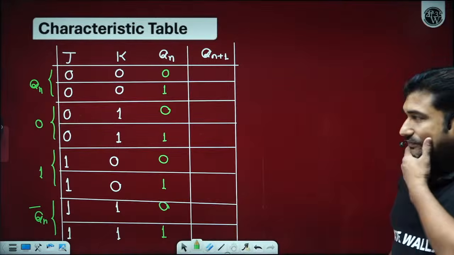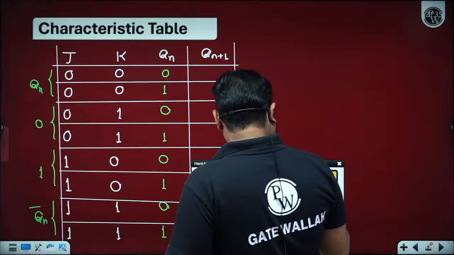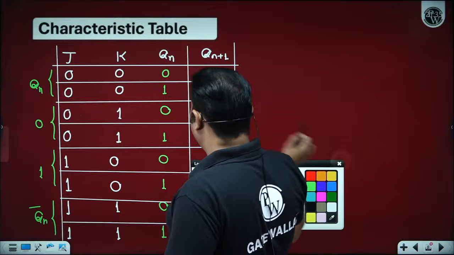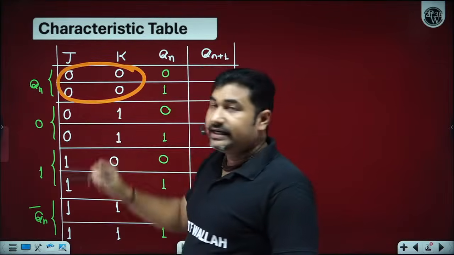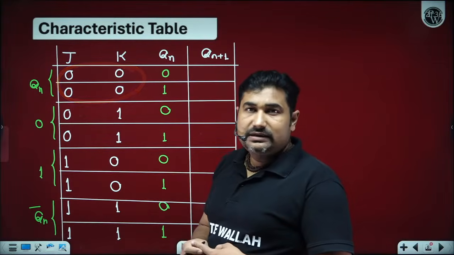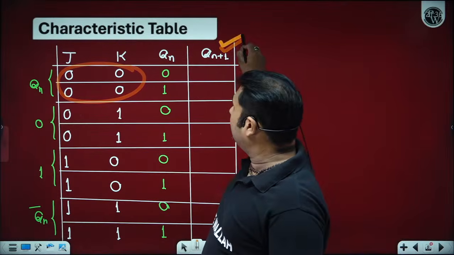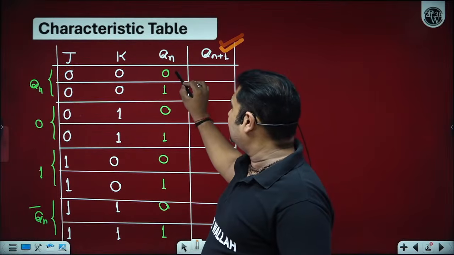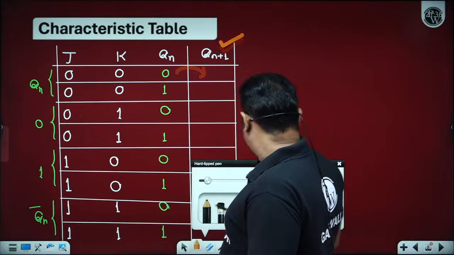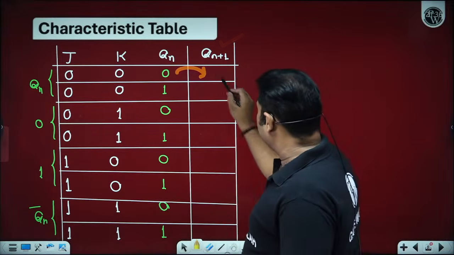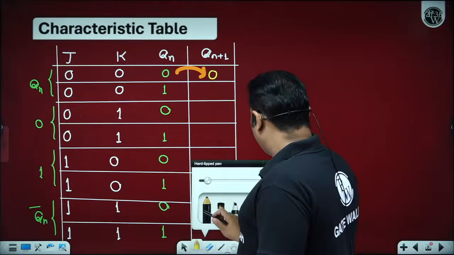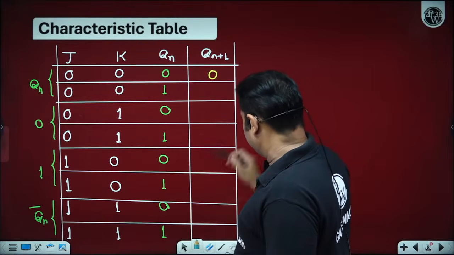Is it okay? So it indicates if we have a present input J0, K0, then the next state logic will remain the same as the previous state. How many of you are able to understand, beta ji?